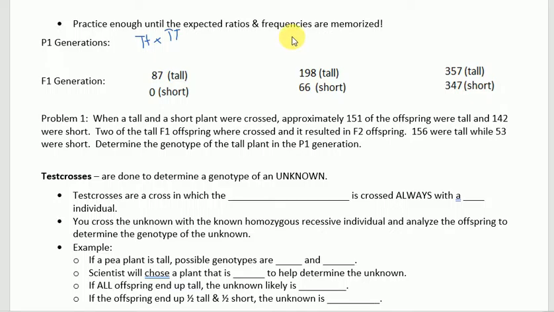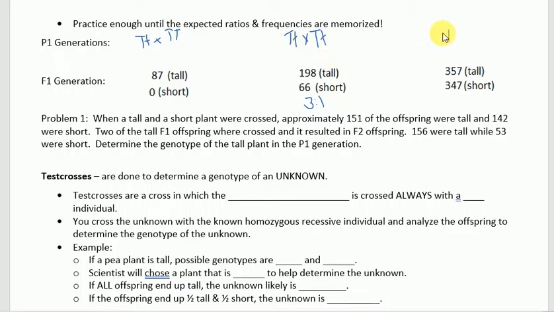If you're looking at your P1 generation as a big T, little t, crossed with a big T, little t, then you are looking at a 3-to-1 ratio. Okay, you can see there's about 3 times as many. Because remember, that last box, that last square will always be recessive.